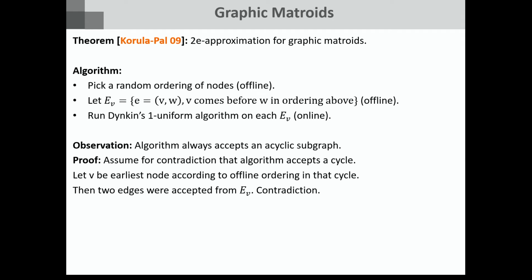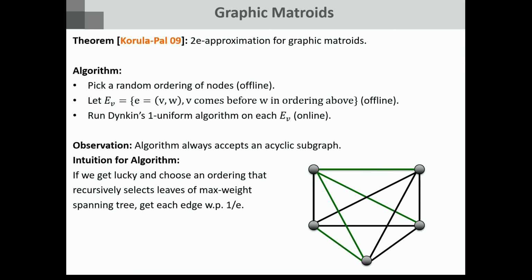First, let's observe that this algorithm always accepts an acyclic subgraph. Remember, the elements in acyclic subgraphs are feasible. Let's prove this. Assume for contradiction that the algorithm somehow accepts a cycle. Let v be the earliest node according to the ordering that arrives in this cycle. Then v has two edges in the cycle adjacent to it, and both of these edges have another endpoint that was later than v in the ordering. That means we have two edges from E sub v, because both of these edges would have been put in E sub v by this definition. This is a contradiction. So the algorithm will definitely never accept a cycle, which is good.